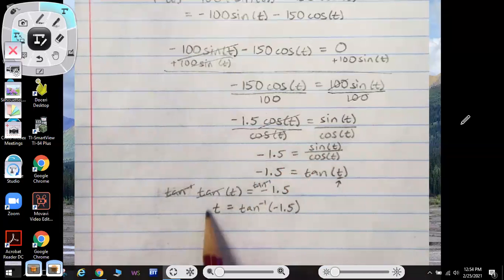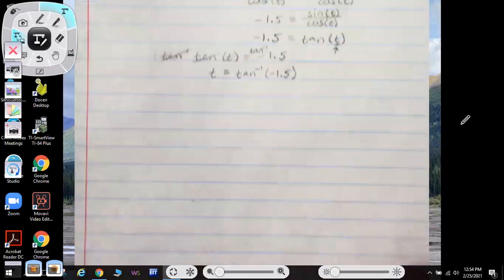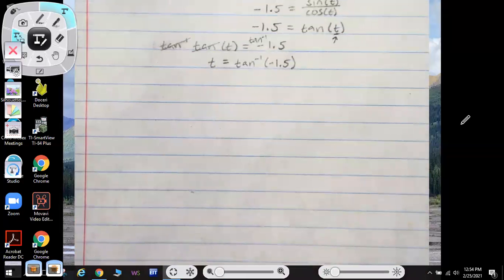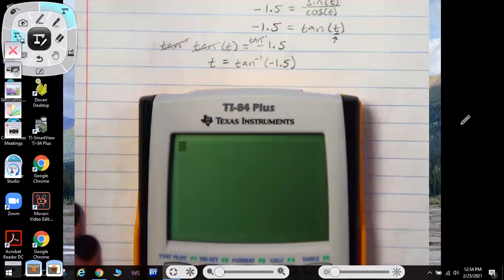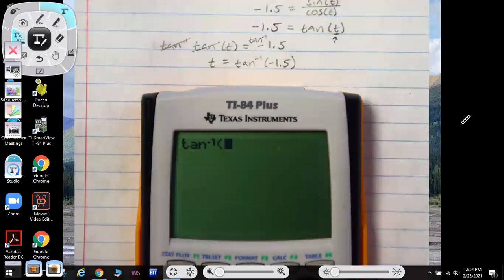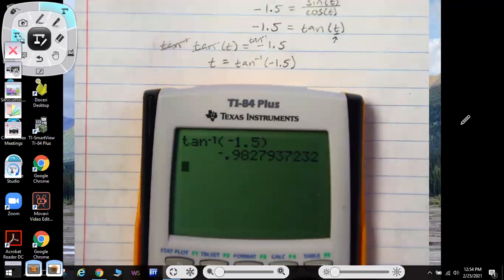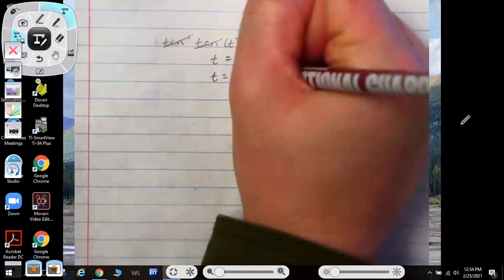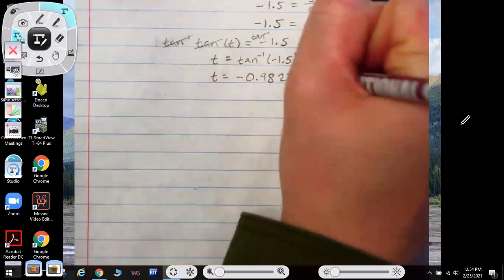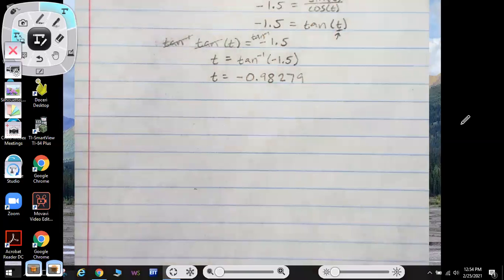So now we're able to find values of t by plugging this function into our calculator. So tan inverse is second tangent of negative 1.5. We get, let's do 5 decimals, negative 0.98279.